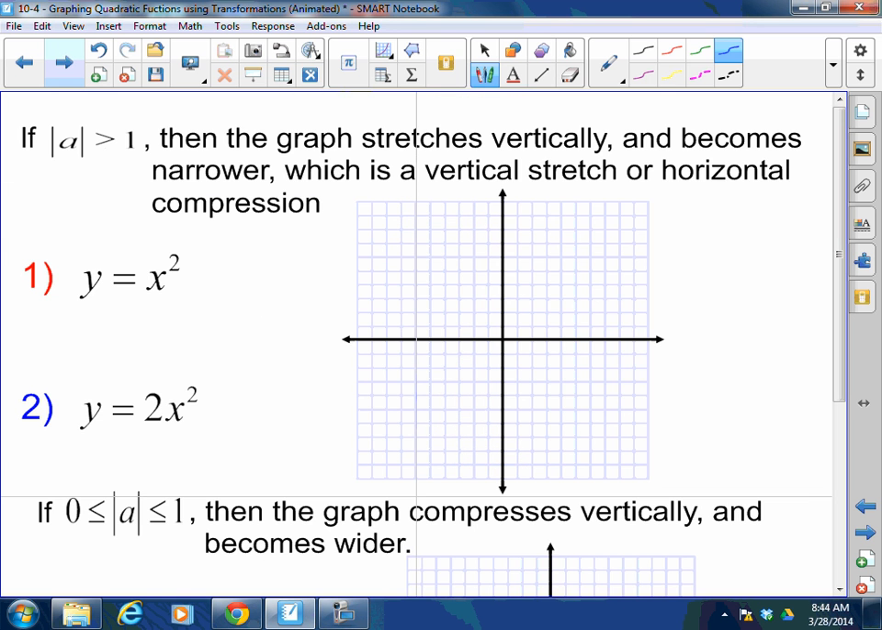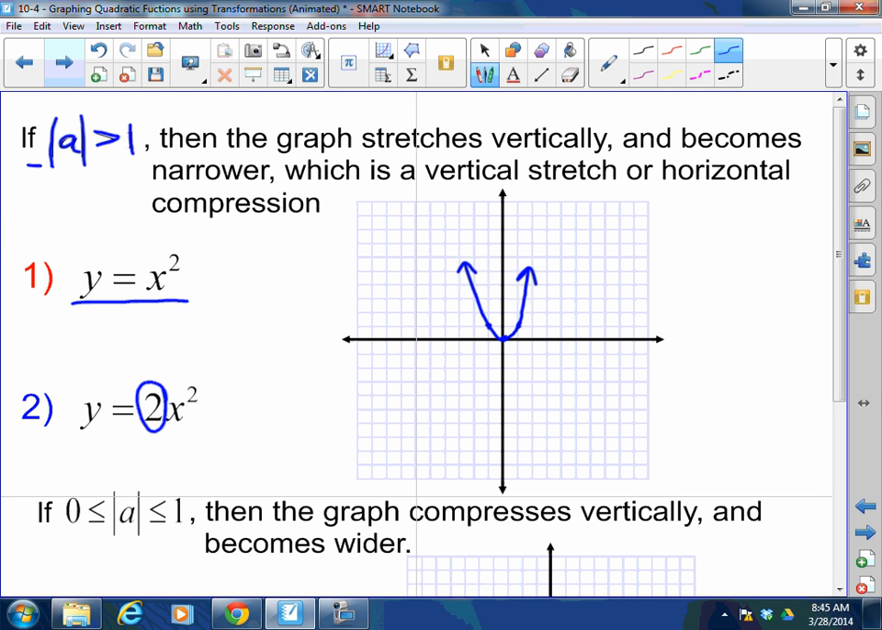But if the absolute value of a is greater than 1, then the graph stretches vertically and becomes narrower, which is a vertical stretch or a horizontal compression. Let me explain. If I graph y equals x squared, I have 0, 0, 1, 1, and -1, 1. That's my graph. Let's go ahead now and increase that a.